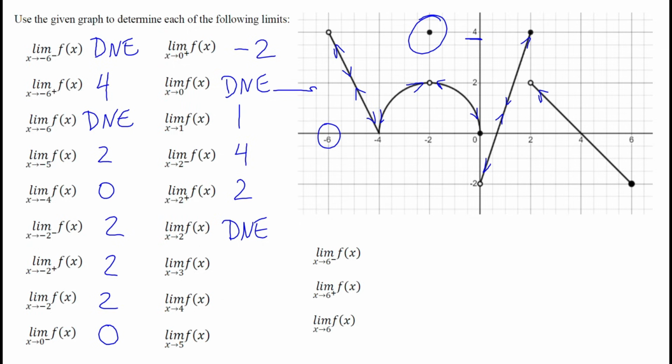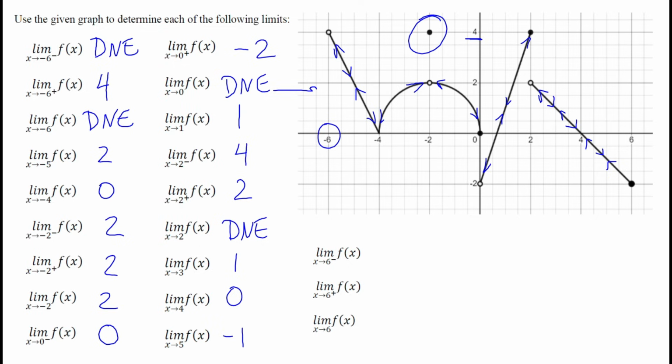As we approach 3, we're just going towards this value at 1. As we go towards 4, we're just going towards this value where y is equal to 0. As we approach 5, we're just going right here towards this value where y is equal to -1.